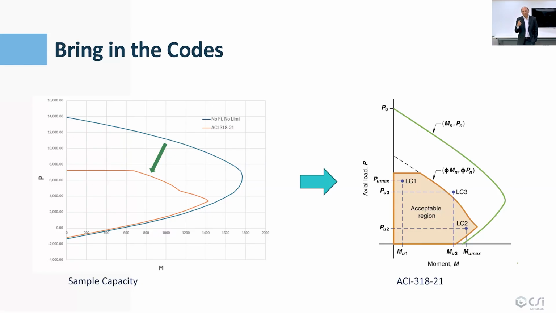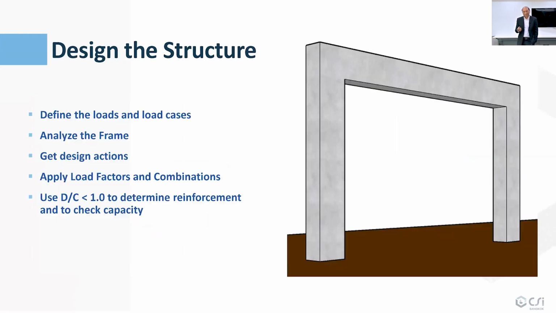And then from ACI 318-21, if you look at their own description, you can see that the theoretical value and the reduced value are very different. This is an additional factor of safety that has been added. So the acceptable region becomes quite small compared to the theoretical value available. Now let's get back to the design of a structure. Let's say we are supposed to design a frame like this. Then, like I mentioned, we will define the loads and load cases, analyze the frame, get the design actions, apply load factors and combinations, and then use a DC ratio less than 1 to determine reinforcement and check capacity.